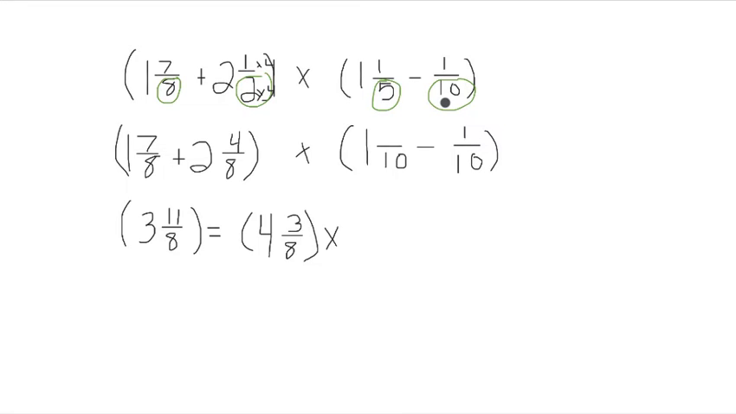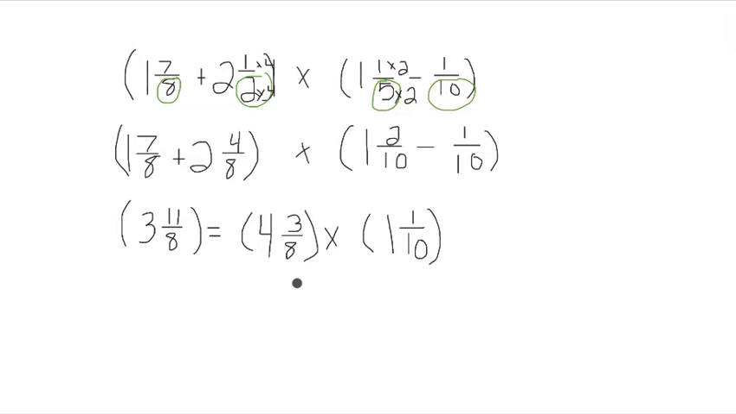Well, I know 5 gets to 10 by multiplying by 2, so I'm going to multiply the numerator and denominator by 2. And 1 times 2 is 2. So now I can subtract those. Well, 2/10 minus 1/10 is 1/10. So my whole number is going to stay the same as 1, and then my fraction is going to be 1/10. So it's going to become 1 and 1/10.